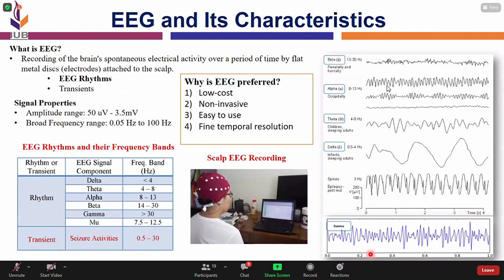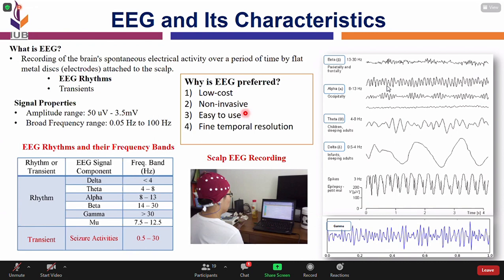So this is the basics of EEG and its characteristics. EEG is nothing but electroencephalogram, which is a recording of the brain's spontaneous electrical activity over a period of time by placing electrodes on top of your scalp, just like this. It consists of EEG rhythms and transients. EEG rhythms are non-overlapping frequency bands in the low frequency regions, mainly known as delta, theta, alpha, beta, gamma. More or less, this is in the frequency range from 0 to 100 hertz, and the amplitude range is very small, in the microvolt range to a few millivolts.